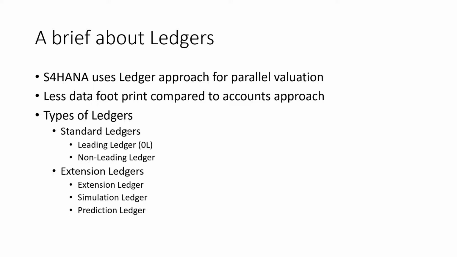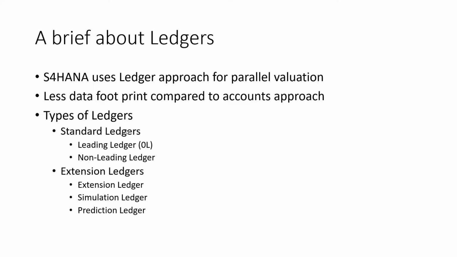But at the same time, whenever we want to see the data that is posted to the extension ledgers, for example, if you are running an FAGLL03 report, and if you want to see the documents that are posted onto this particular extension ledger, we can still see them. The system extracts this data from the underlying ledger and shows us in the reports. So for reporting purposes, we can use extension ledgers without any additional data footprint in the tables. So this is a primary advantage of extension ledgers.